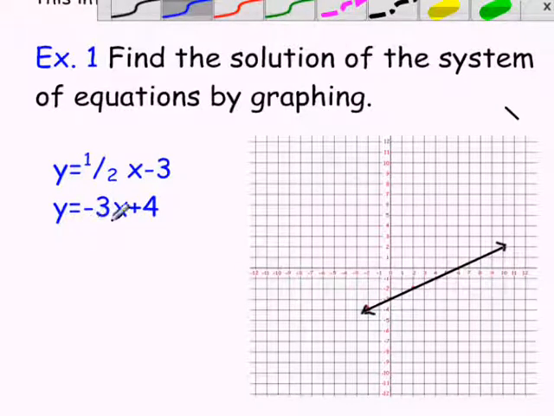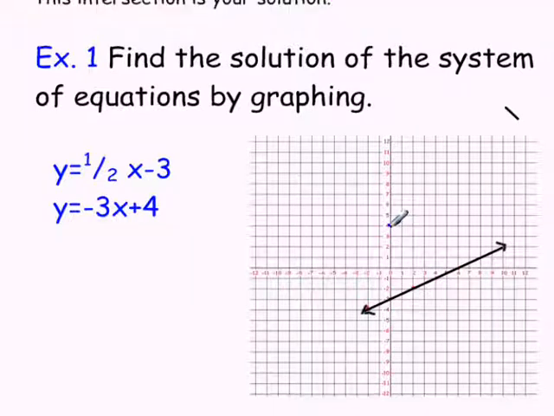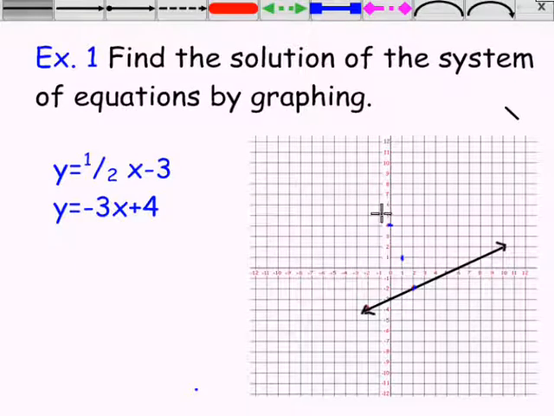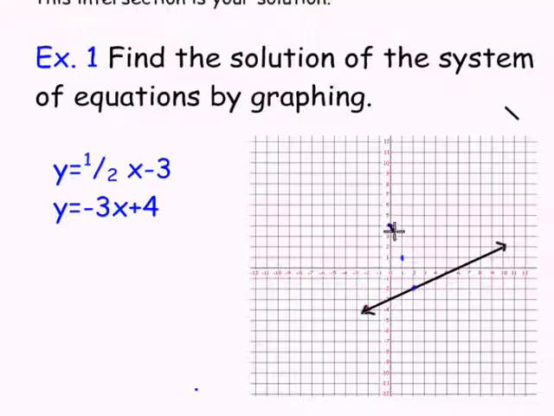Next, I want to graph y equals -3x plus 4. So I go to my starting point, my y-intercept, which is plus 4. I do my slope, -3, which is down 3 over 1. Do it again, down 3 over 1. I want to now draw a line connecting all of those points like so.